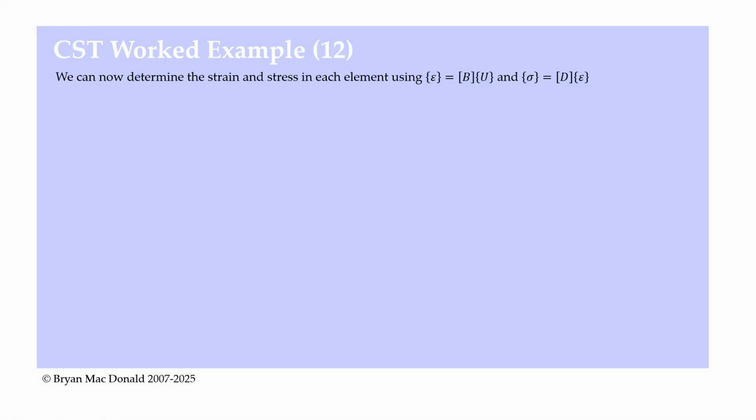Now that we've determined the nodal displacement vector from the last slide, we can go ahead now and work out the strain and stress in each of the elements. So we can work out strain from B times U, where B is the strain displacement matrix and U is the nodal displacement vector that we just calculated. And then once we have the strain, we can multiply that by the D matrix to obtain stress. So let's take a look at that.